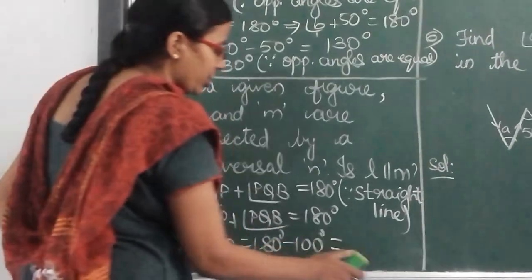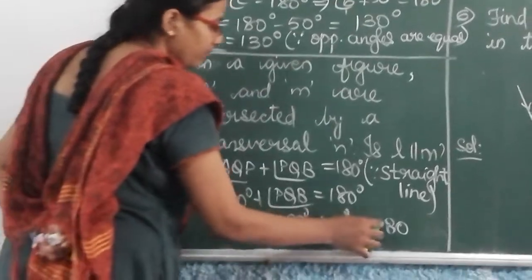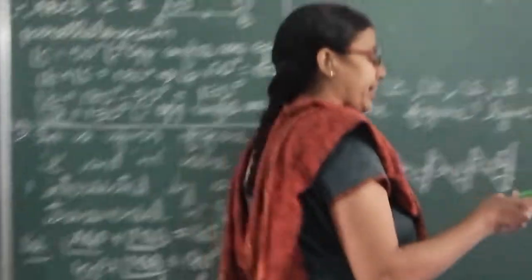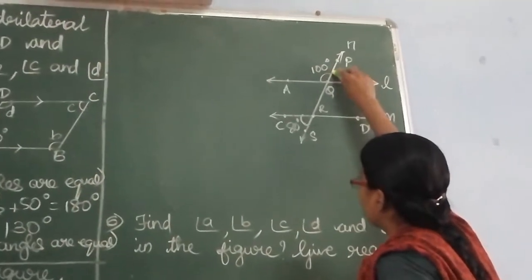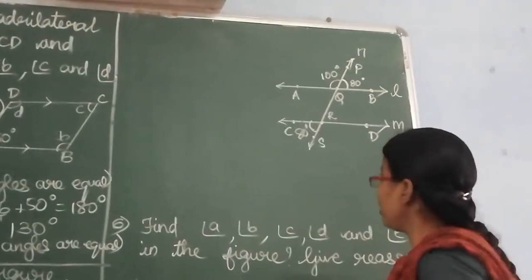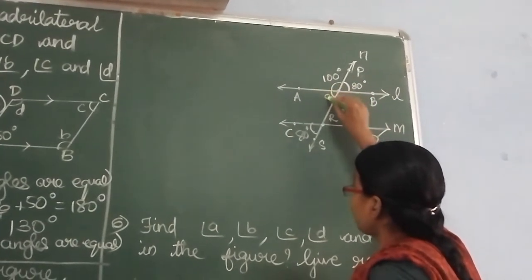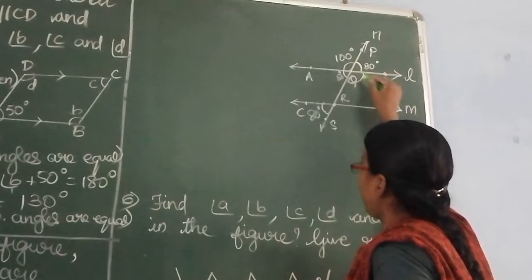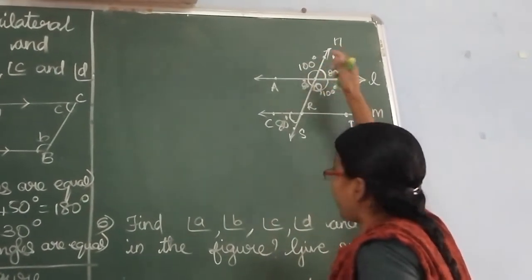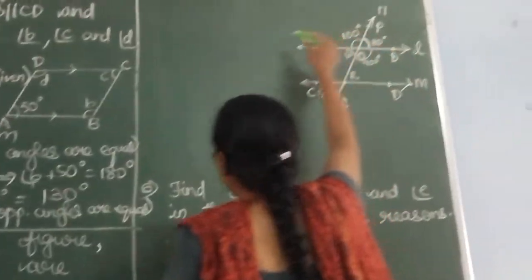180 minus 100. 0 minus 0, 0. 8 minus 0, 8. And 1 minus 1 is 0, so it is 80 degrees. You got this angle as 80 degrees. According to vertically opposite angles, you know that this angle will be 80. This angle will be 100. Yes or no? So this part we have completed.